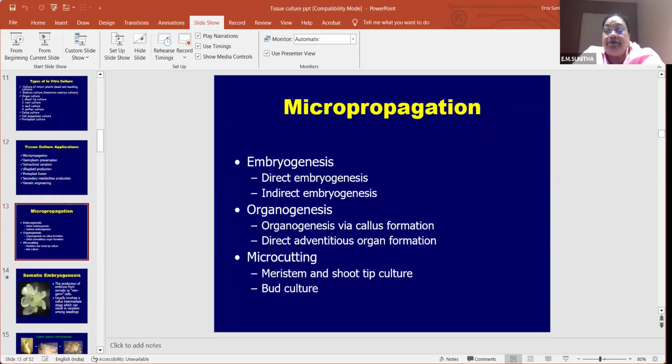Next, first we'll come to the micropropagation. So micropropagation is nothing. The name indicates micro, meaning small, and propagation, meaning multiplying from a small thing. That is, doing a large amount of propagation. From small you can do the large type of propagation. That we call micropropagation. For example, I will ask you a question.